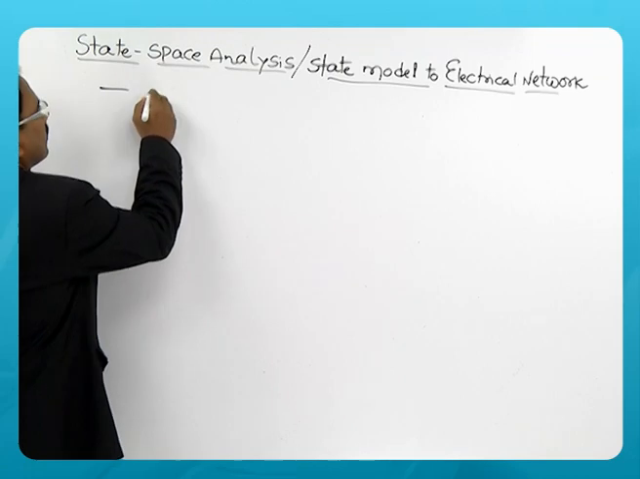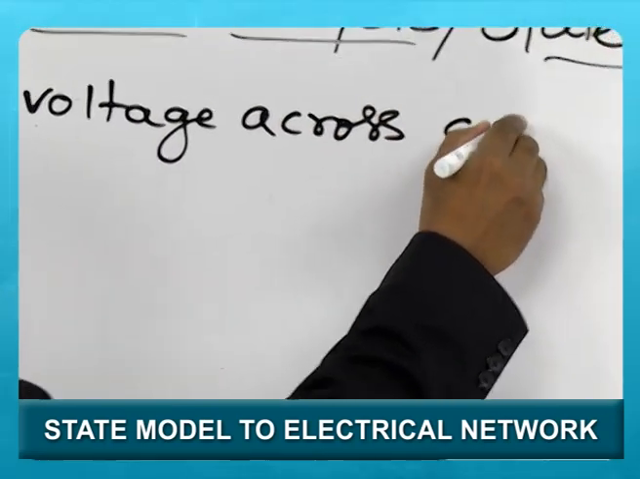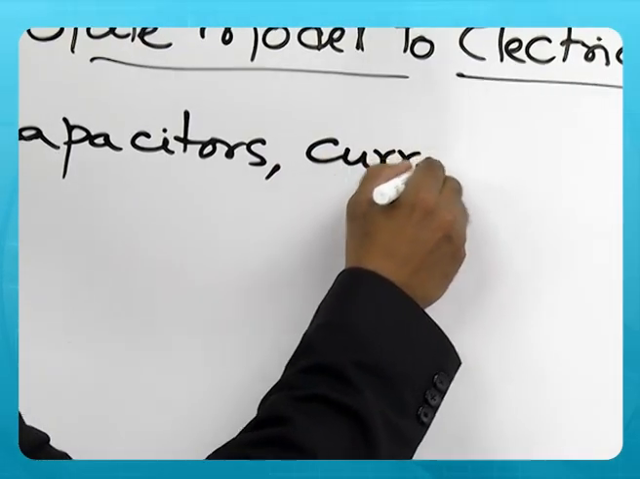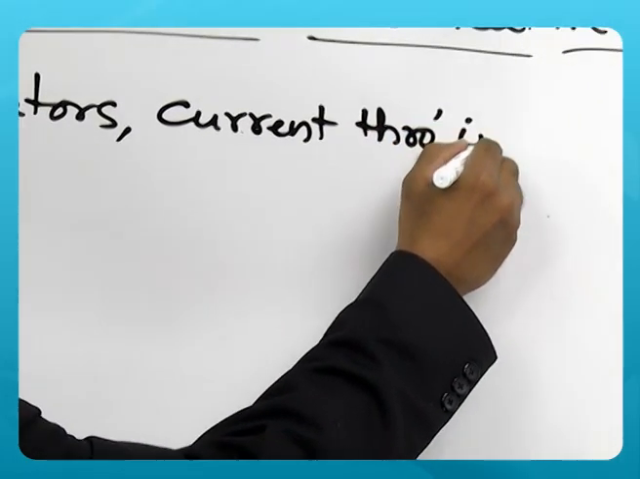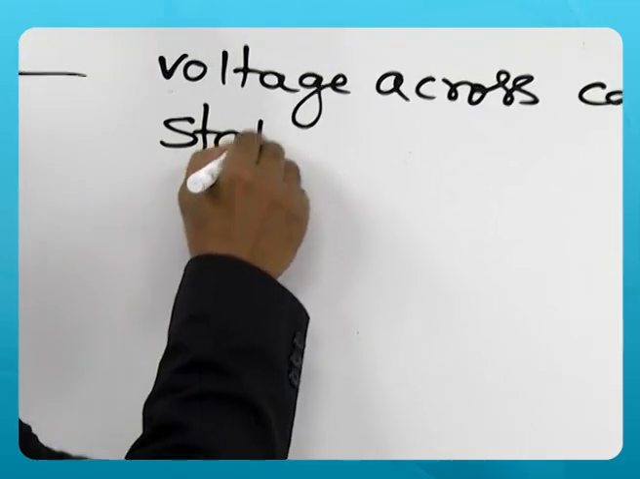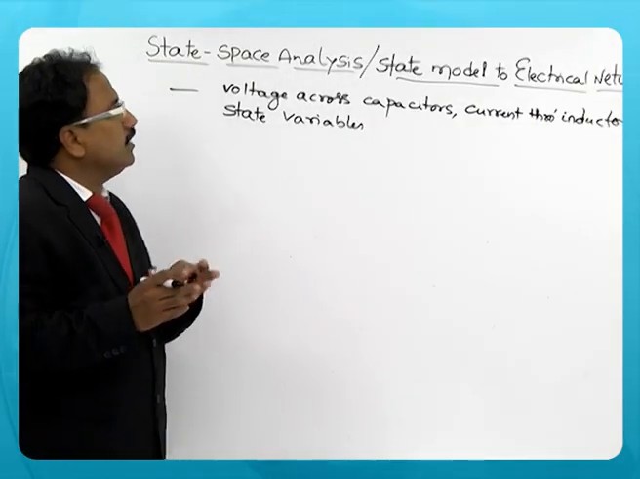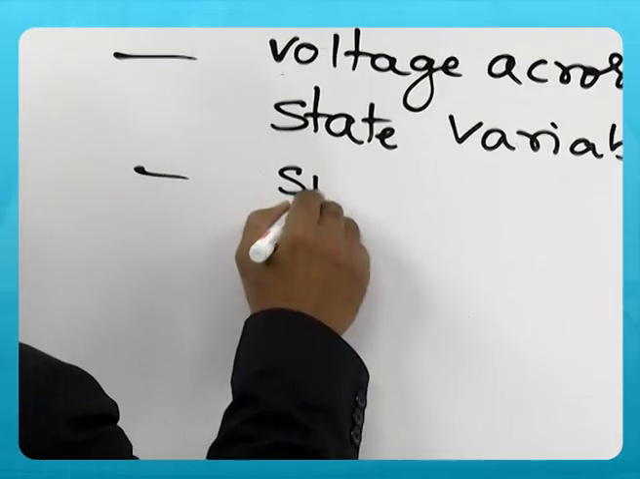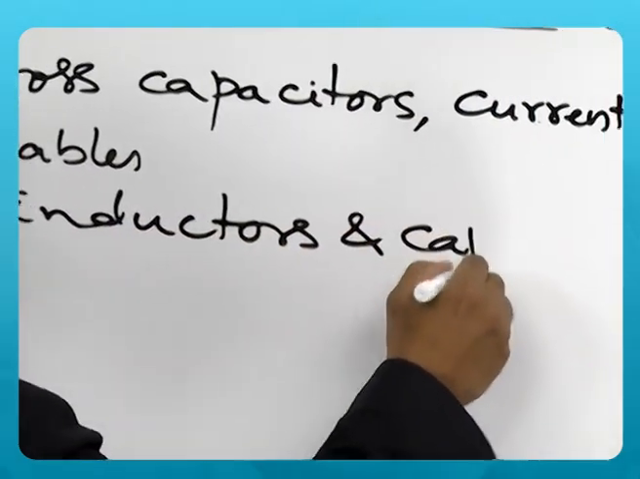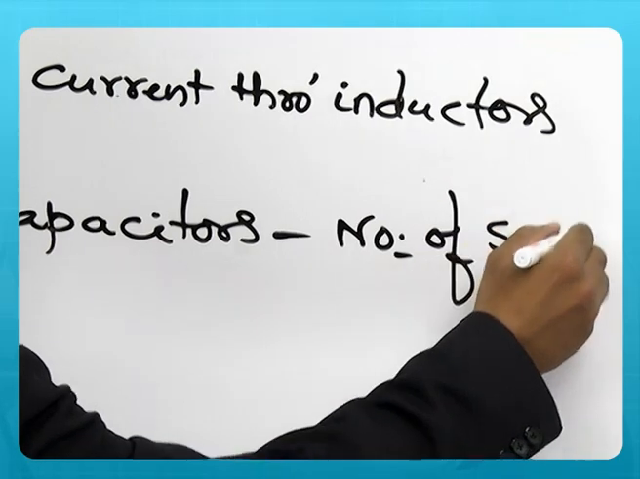State variables are nothing but the voltage across capacitors and the current through inductors. And how many state variables does a given network have? The sum of the number of inductors and capacitors gives the number of state variables.